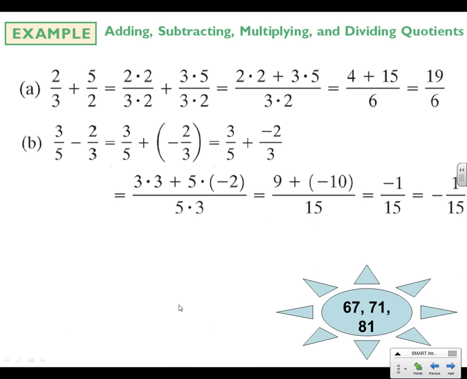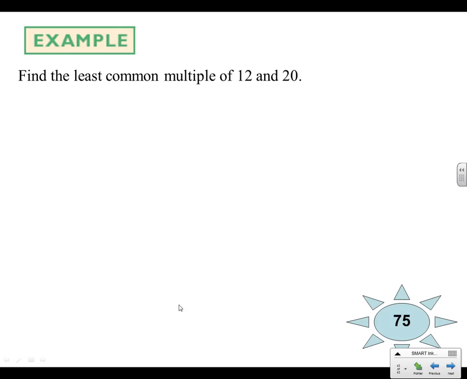Do we have one more? Oh, that's right. Least common multiple. All right, find the least common multiple of 12 and 20. All right, I'm not even going to go into that. I want you to see if you can remember that one. Try problem 75. All right, and I think we'll be all right.